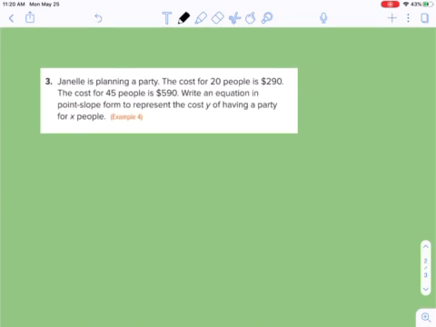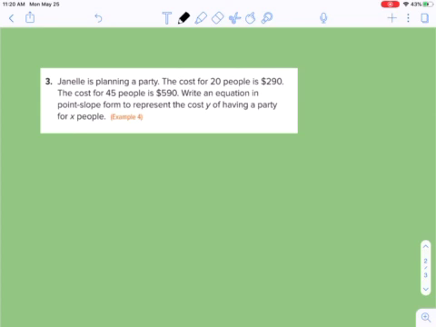So we've got this situation where Janelle is planning a party. The cost for 20 people is $290, and the cost for 45 people is $590. It says write an equation in point slope form to represent the cost y of having a party for x people. So the way we would look at this is let's figure out what our x is, what our y is, and what we actually have here. And they didn't really give us a slope.